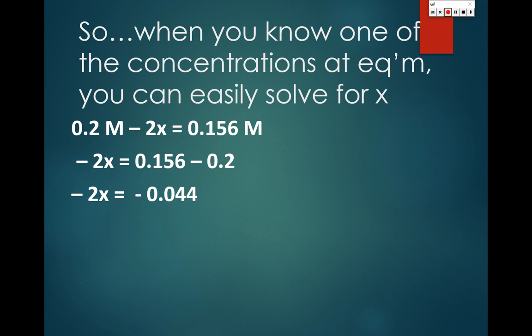So now we have negative 2x. You need to divide by negative 2. We don't want the x value to be negative. Again, you can't have negative concentration. That doesn't make any sense. That's not possible. So we get 0.022.